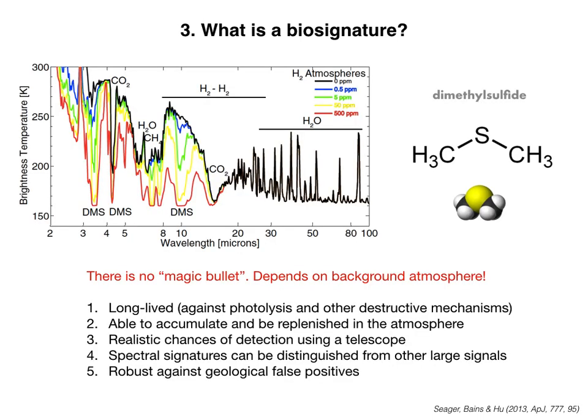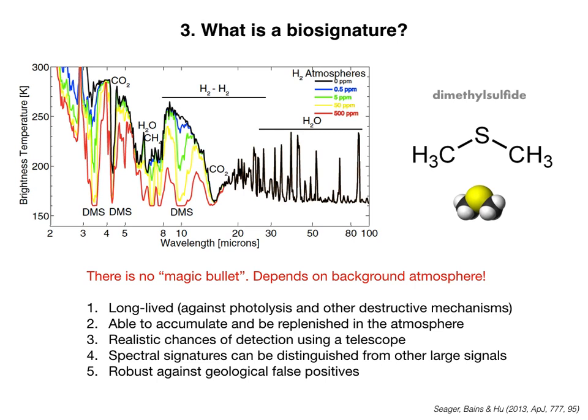So here's an example of a type 3 biosignature. This is dimethyl sulfide with the chemical stoichiometry as you see on the slide. And in this paper by Seager et al. in 2013, they demonstrated that there are scenarios under which dimethyl sulfide might be detectable in the hydrogen-dominated atmosphere of a super Earth. But generally, the point is that there's no magic bullet of a biosignature. There's no magic molecule that one can detect in all circumstances and declare that one has detected biology. It very much depends on the background atmosphere.